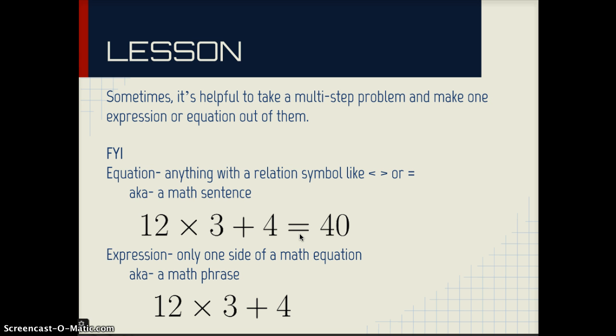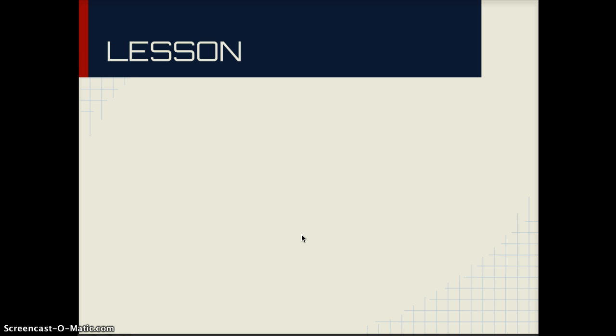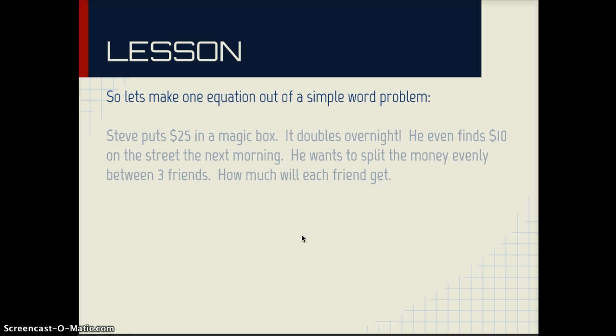To know an equation, you have some kind of relationship symbol between two sides. Either one's greater than the other, one's less than the other, or both sides are equal. And an expression is only one side of the equation. You don't have two sides that you're comparing or setting equal or making greater than or less than. So with that in mind, let's make one equation out of a simple word problem.